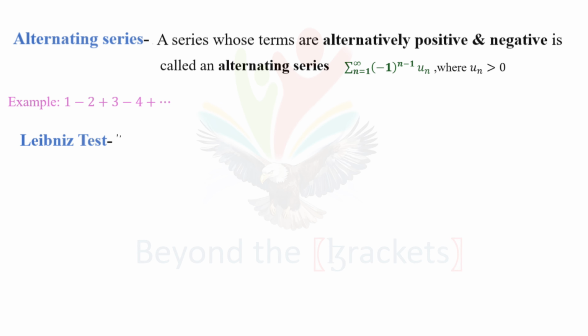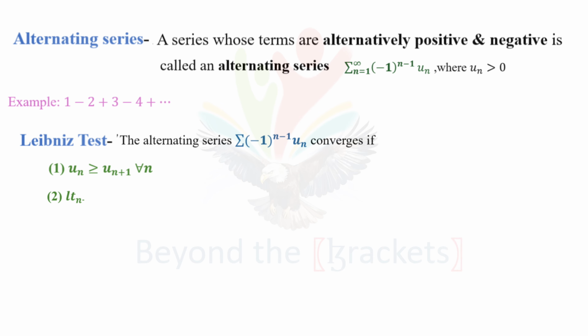It states that an alternating series converges if it satisfies two conditions. First, the terms decrease in magnitude, that is, un will be greater than or equal to un plus 1. Second, the limit of un as n approaches infinity is 0.